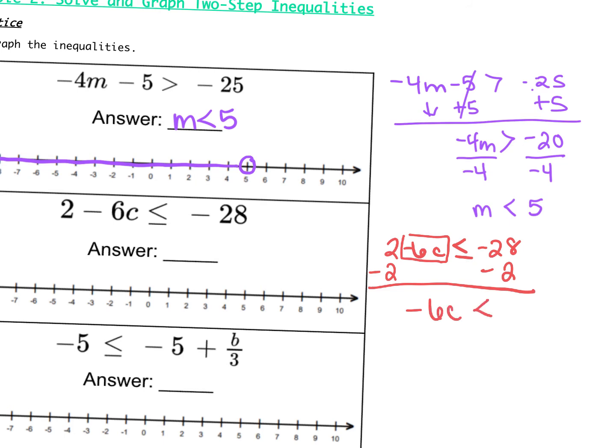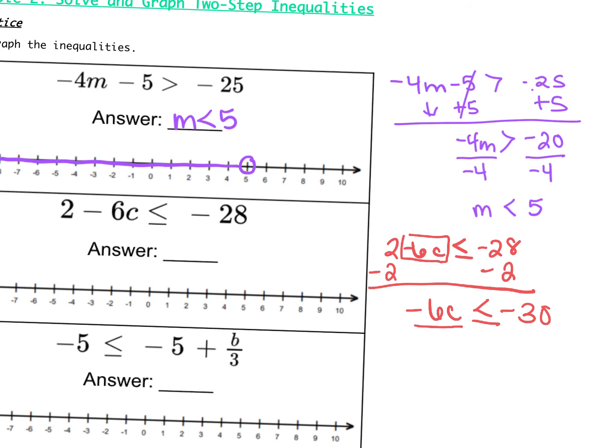And that's less than or equal to negative 28 minus 2. Again, think of it as I owe someone $28. Subtraction means borrow. So I borrowed $2 more. So now I owe them $30. And again, you just use your calculator. Don't feel like you have to stress out about figuring it out on paper. So now I have negative 6c is less than or equal to negative 30.